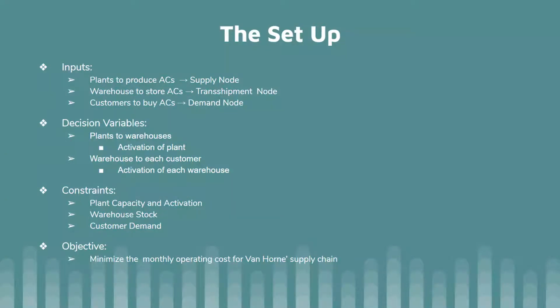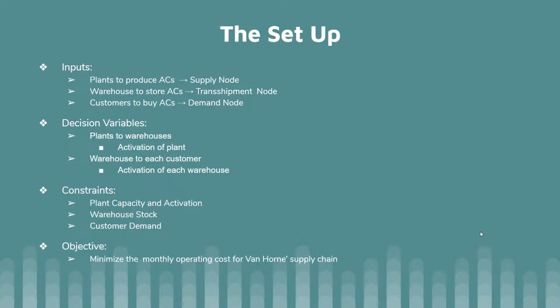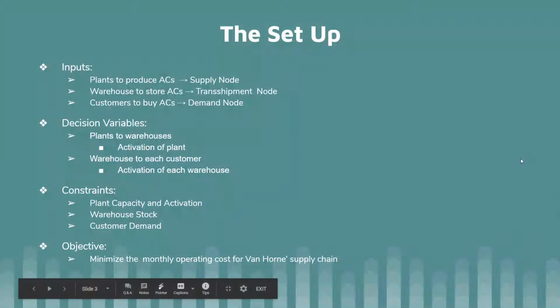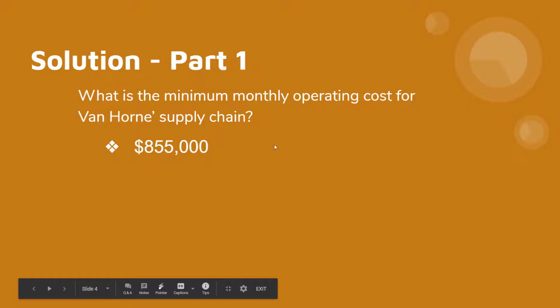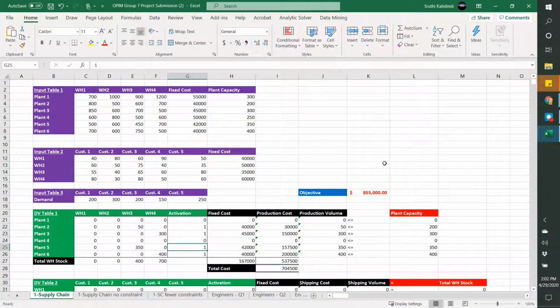The second decision variable is the units to be shipped from each warehouse to each customer in order to meet the demand. Again, warehouses also have an activation variable. Moving on to constraints, we are limited by the plant's capacity and activation, the warehouse stock and activation, and the customer demands. The objective is to minimize the monthly operating costs for the supply chain. And this will help us solve both parts 1 and 2 of the problem. So for the solution to part 1, we want to look at the minimum monthly operating cost, which is $855,000.